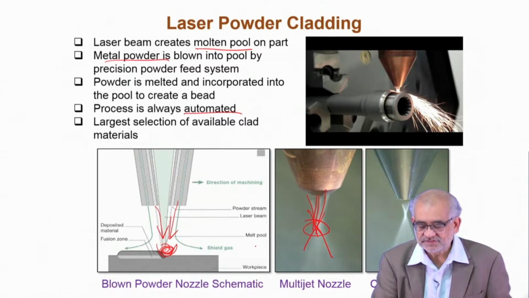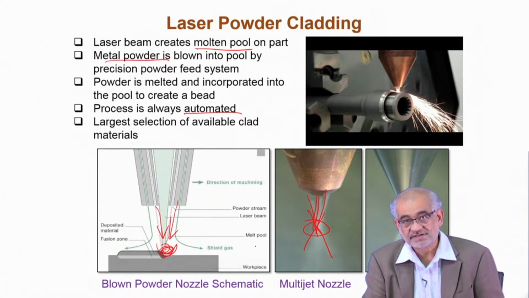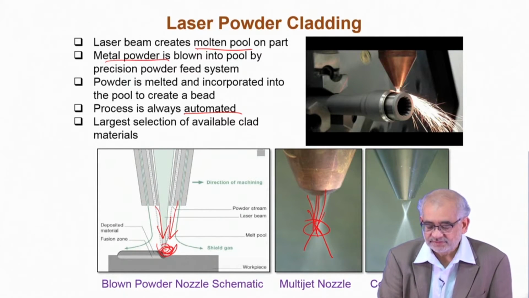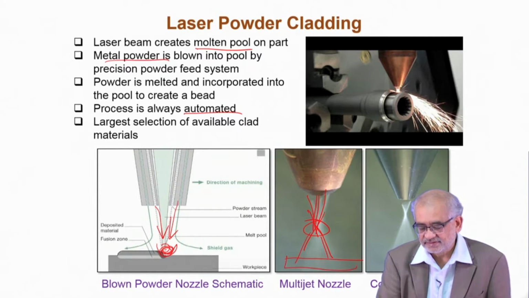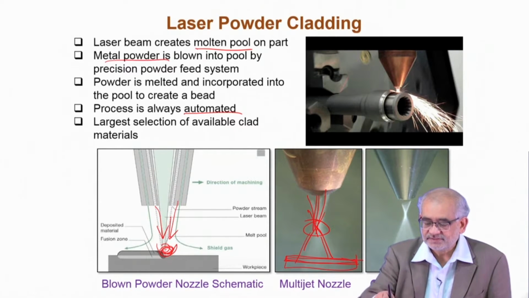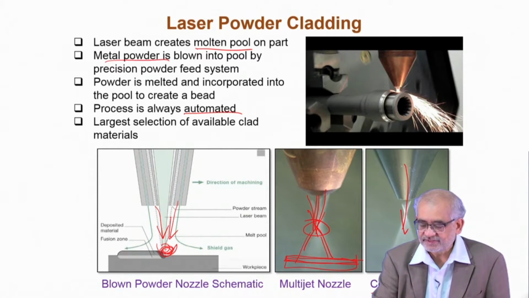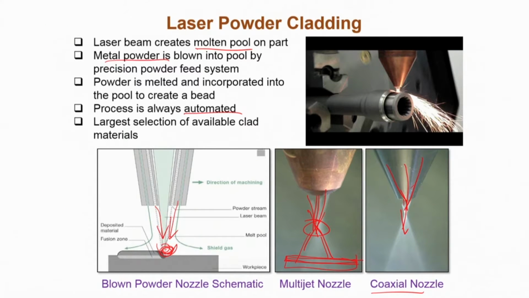This is the position where you have the focus and the maximum power. So the powders are already molten by the time they reach the substrate, and then they make a very uniform coating on top of the substrate. You can also have a coaxial nozzle, where, if this is how the laser beam is fed, this is how the powder can be fed through a coaxial mechanism.